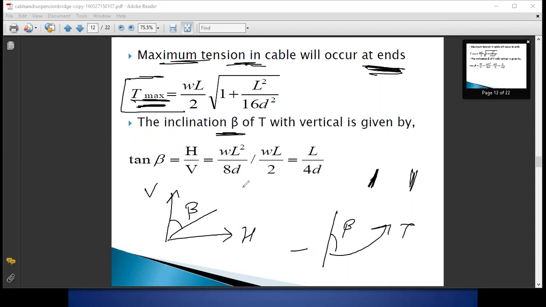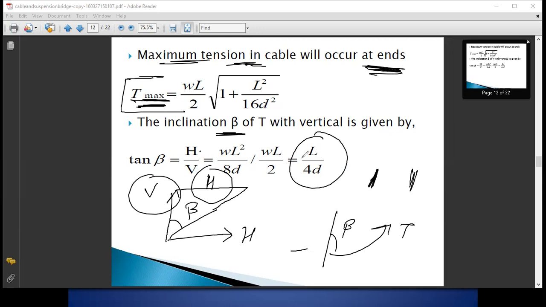So tan beta is equal to opposite side divided by adjacent side. Opposite side is nothing but the horizontal force, and adjacent side is nothing but the V. So tan beta is equal to H by V, and by putting the values of H and V, you get tan beta is equal to L upon 4 times d.